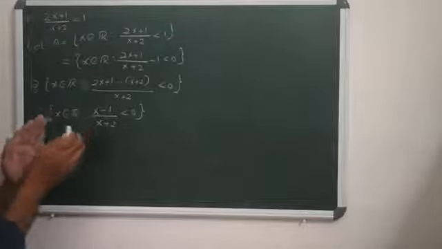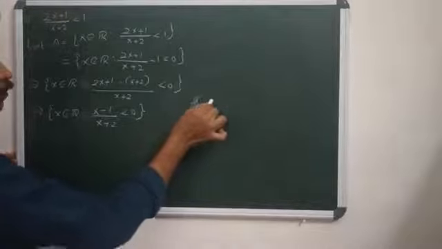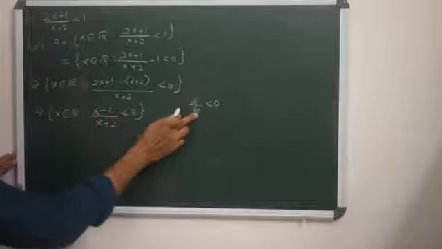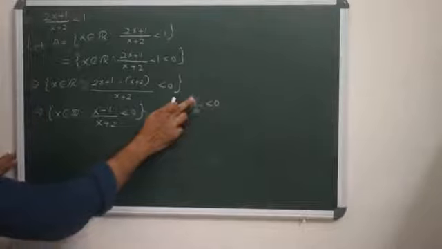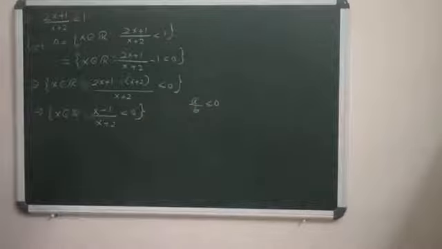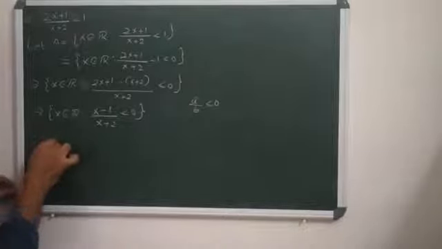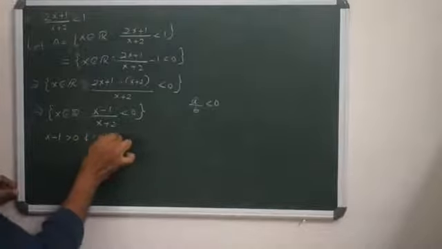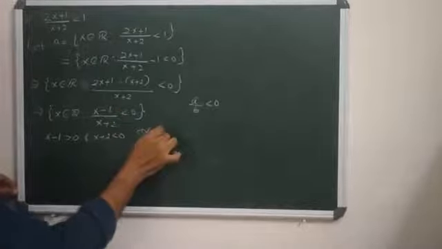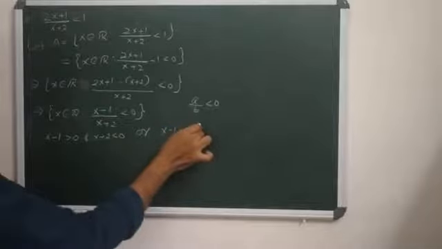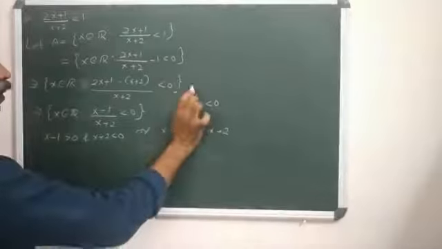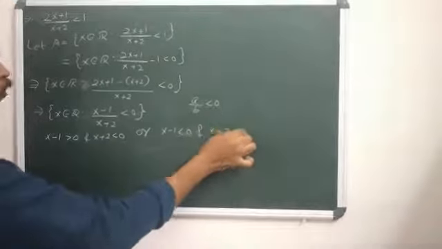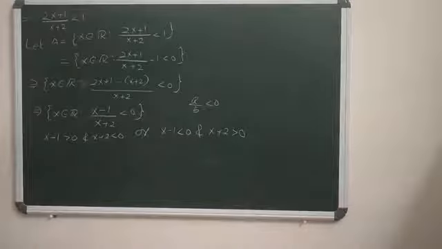Then we know that a by b is negative when either a negative and b positive, or a positive and b negative. Okay, so here it is x minus 1 is positive and x plus 2 is negative, or x minus 1 is negative and x plus 2 is positive. Why? Because of the nature of this a by b.